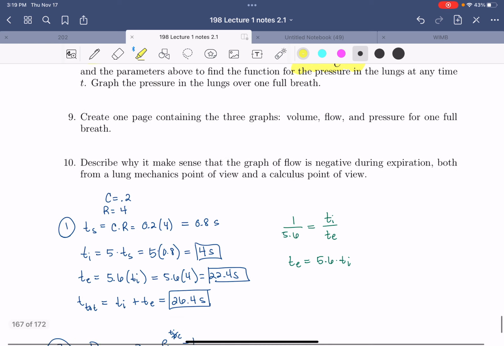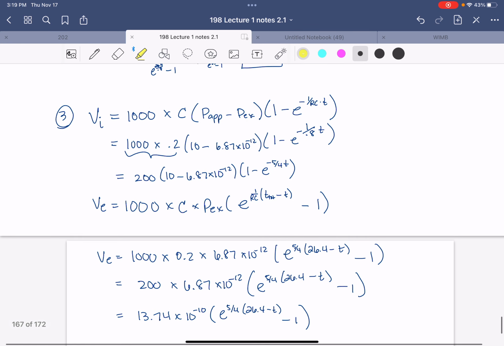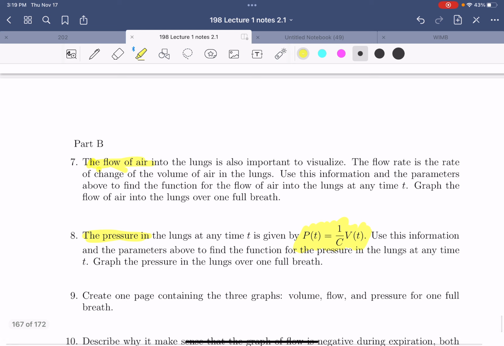Notice that both of those VI and VE both had a C in front. And so you're just going to take that out, right? So eventually you're going to divide everything by 0.2. So the answer to number 8 is relatively straightforward.